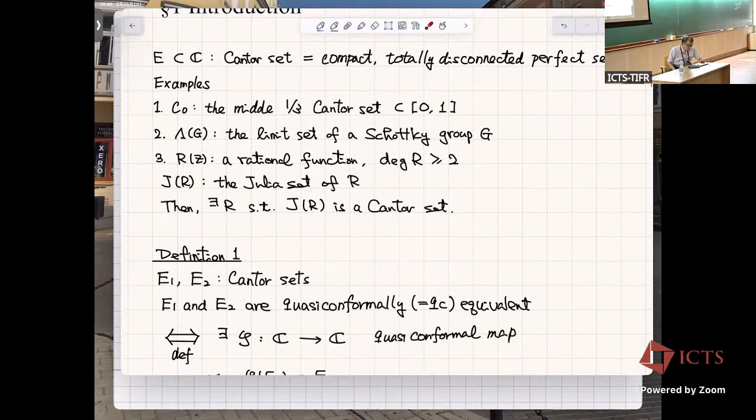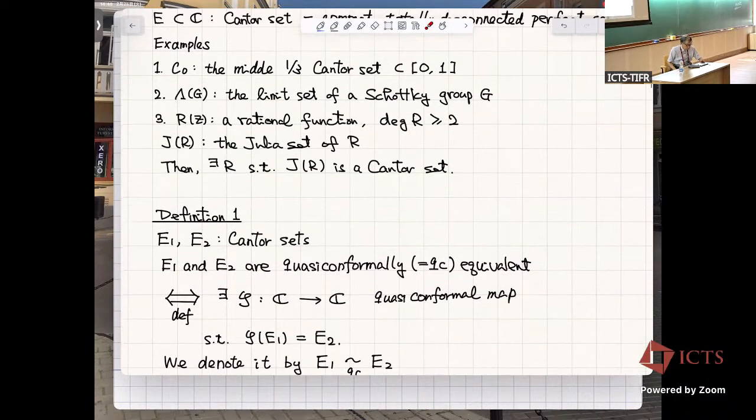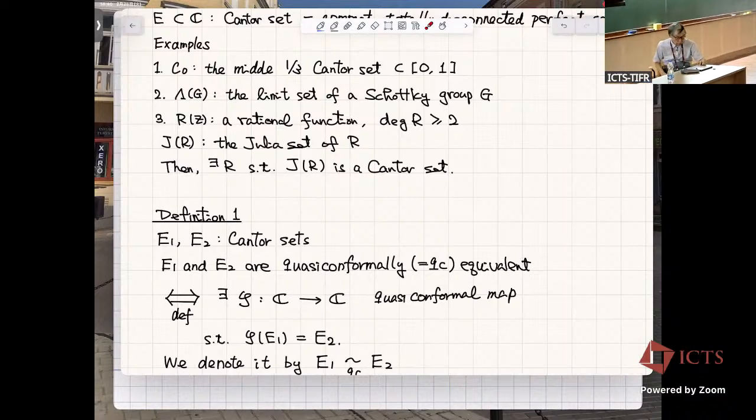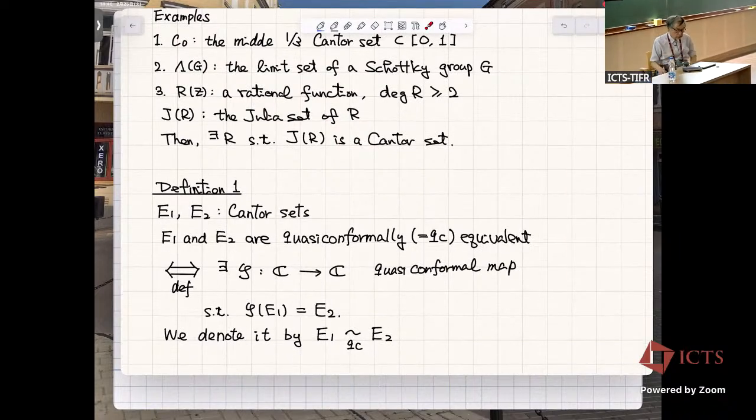And we consider the quasiconformal equivalence of the limit set, Cantor sets. So we take two Cantor sets, E1 and E2, and we say that those Cantor sets are quasiconformally equivalent if and only if there exists a quasiconformal mapping phi, defined on the complex plane, such that it sends E1 to E2. We denote this by E1 ~QC E2.